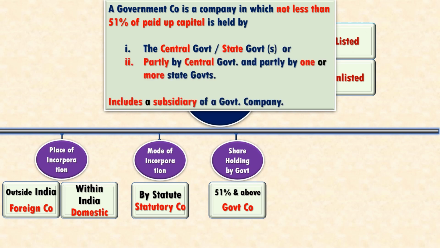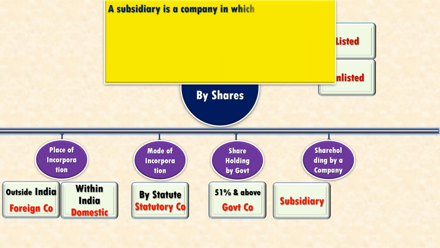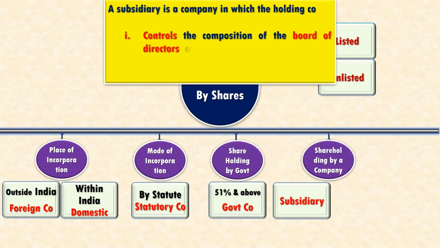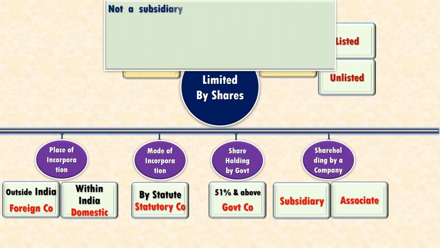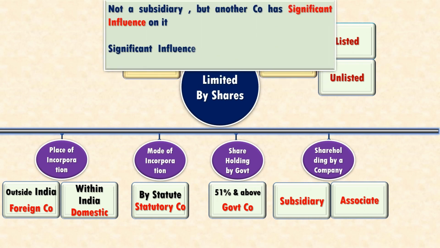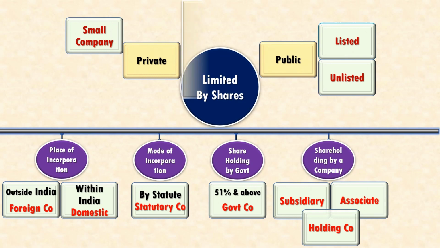In a company limited by share, board of directors might be controlled by another company, or 51% of the voting power might be held by another company. In such a case, the company is known as a subsidiary company. In a company where the control is less than 50% but more than 20% of the voting power, it is a case of significant influence exerted, and such companies are known as associate companies. In both cases, the company which holds the control is known as a holding company.